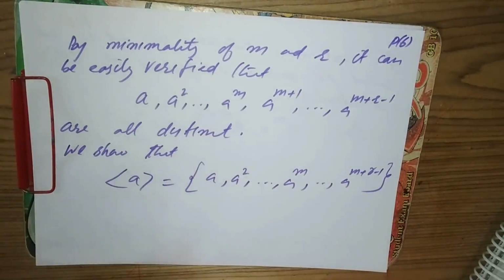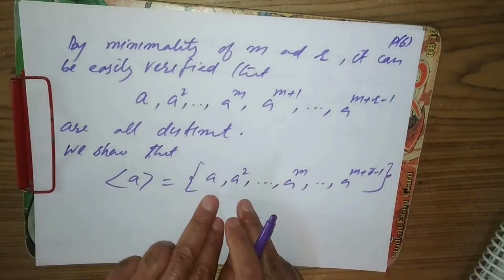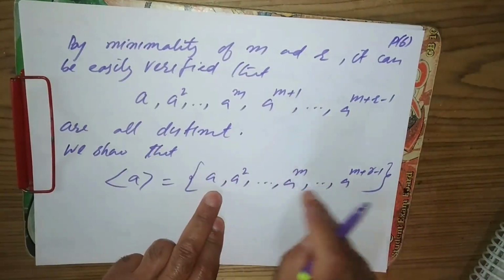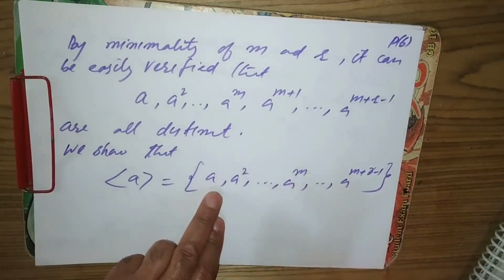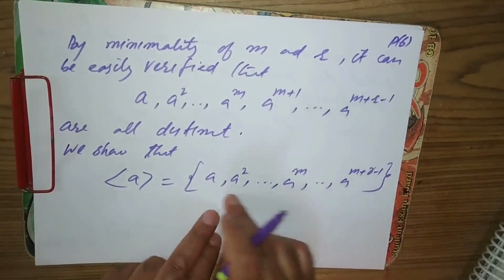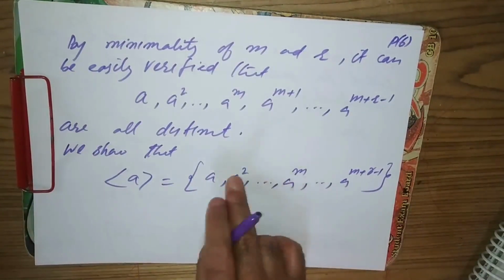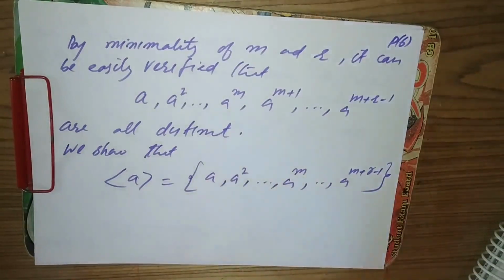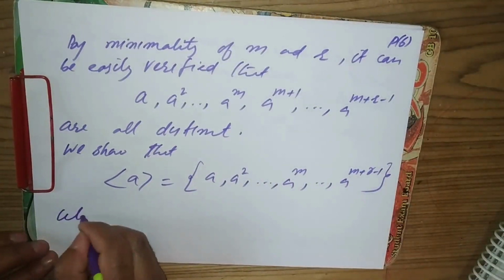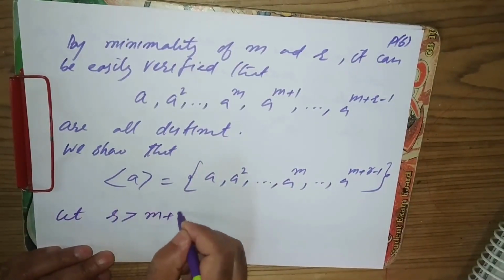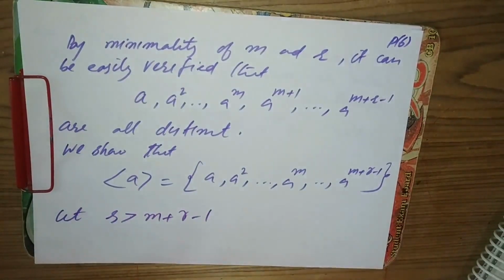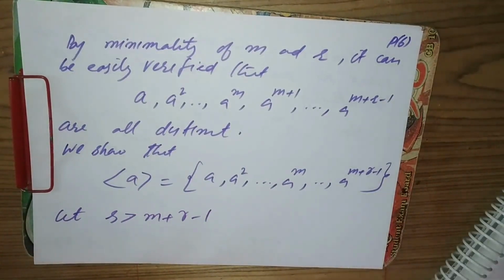That's already discussed. Now we show that any other power of a, other than these powers 1, 2, m up to m plus r minus 1, that element must be equal to a power of some number among these numbers 1 to m plus r minus 1. So let's choose any integer s greater than m plus r minus 1.